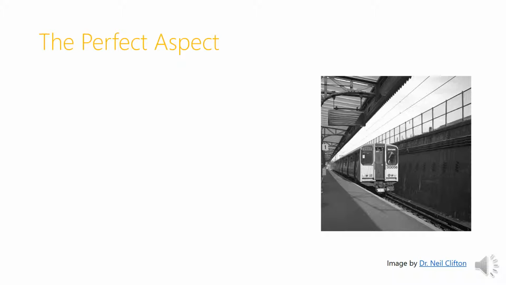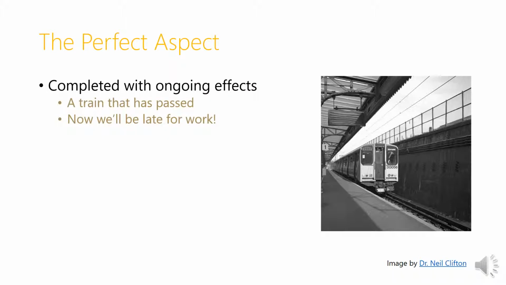Perfect, like the present and the aorist, really represents another aspect, another perspective that somebody can take on an action when they're speaking. The perfect aspect views the action as completed, but as having ongoing effects. Use our example of the train again and think about the train having already passed. But now we're in a situation where we'll be late for work. The train, the action, has already taken place, but now we're in a new state that's the effect of the action that was performed.